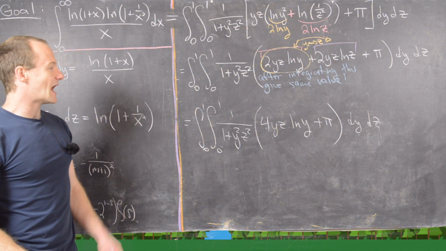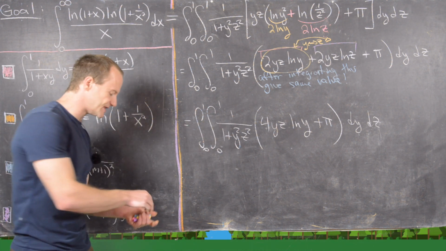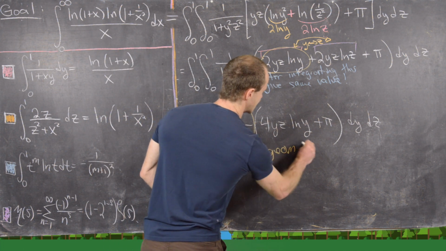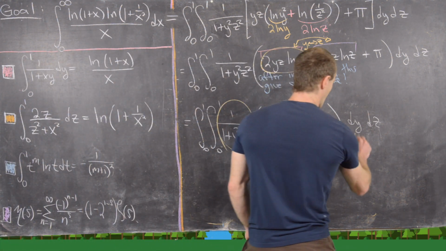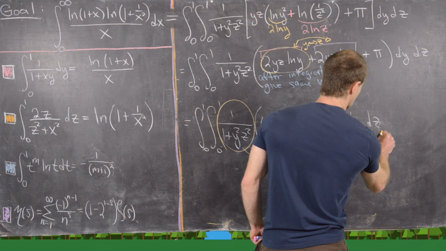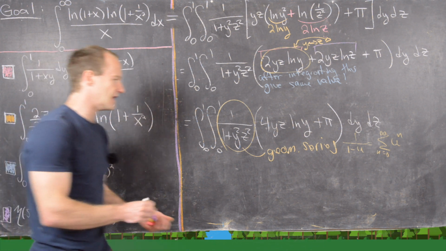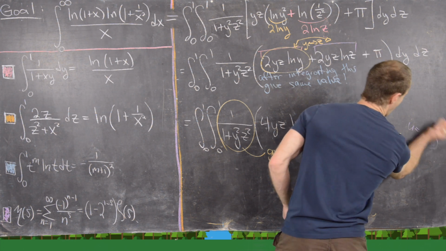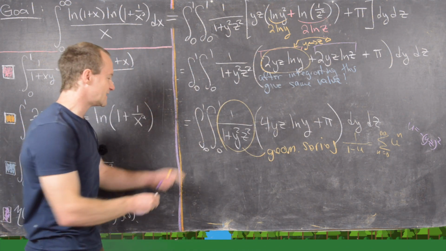Okay, great. Now, the next thing that I want to do is change this term right here using geometric series into an infinite sum. So let's recall maybe that 1 over 1 minus u is equal to the sum n equals 0 to infinity of u to the n. And so that's what we'll use here, but in this case, u will be equal to minus yz quantity squared. Great. So let's see what that gives us.